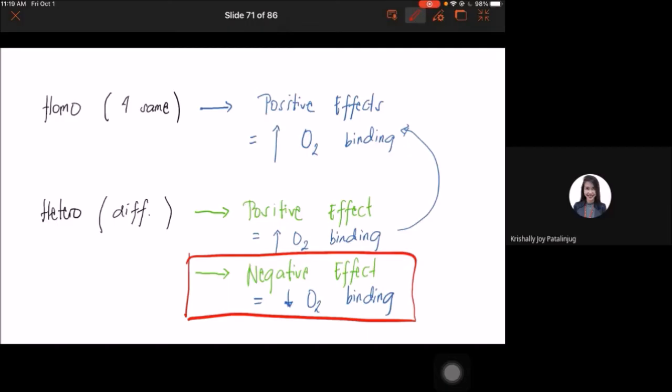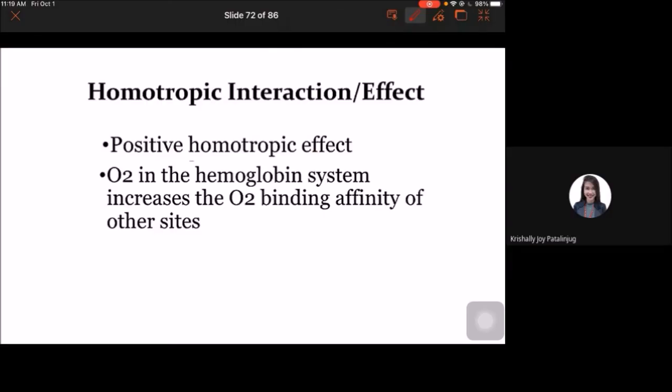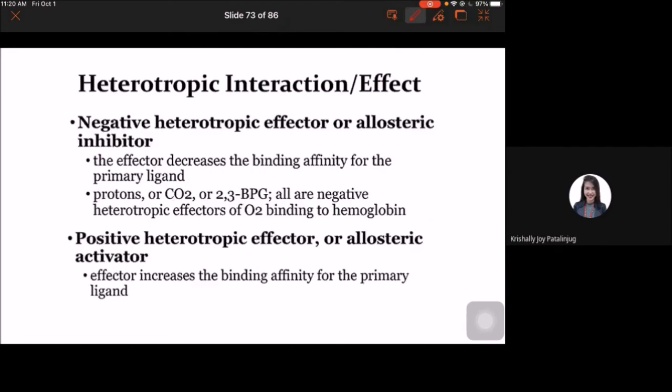Kasi nga, with this effect, nalilesen yung accommodation ng hemoglobin towards oxygen molecules. And remember, oxygen must be carried by the hemoglobin for it to be distributed to the different tissues in the body. Now, for this slide, ito lang din yung na-discuss ko kanina. Pag homotropic interaction, positive effect, wherein you have enhanced binding of oxygen. So, yan lang yun, homotropic effect. Whereas, kapag heterotropic interaction, di ba, dalawa yung possible effect. We have the negative and the positive heterotropic effect.